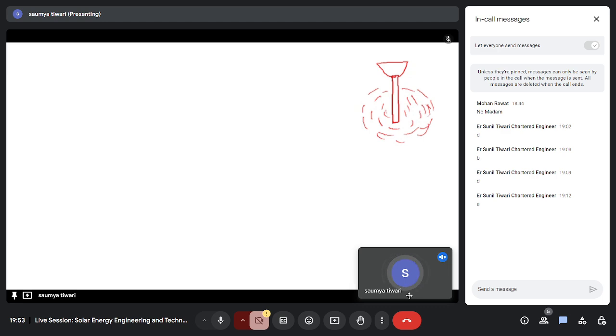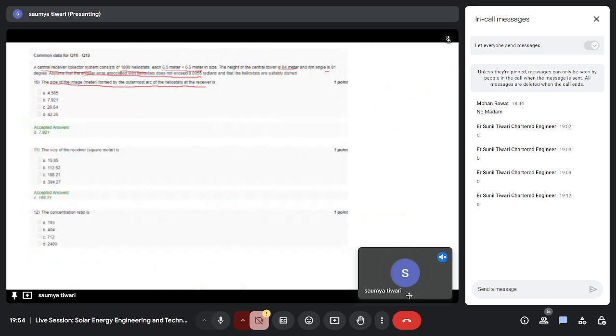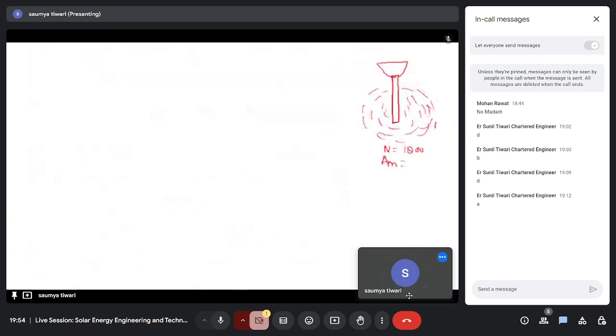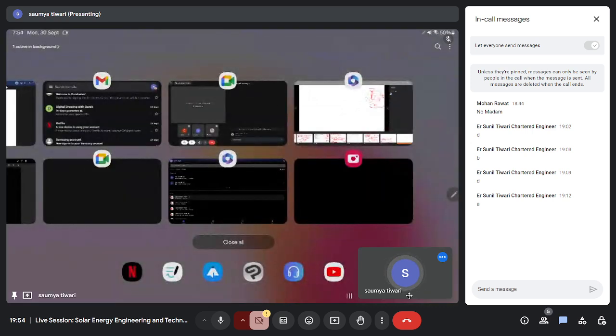Okay, so the number of heliostats was 1800. Each had an area of 6.5 cross 6.5, so each mirror has an area of 6.5 cross 6.5 meter square. The height was 84 meter. Okay, what else was given?